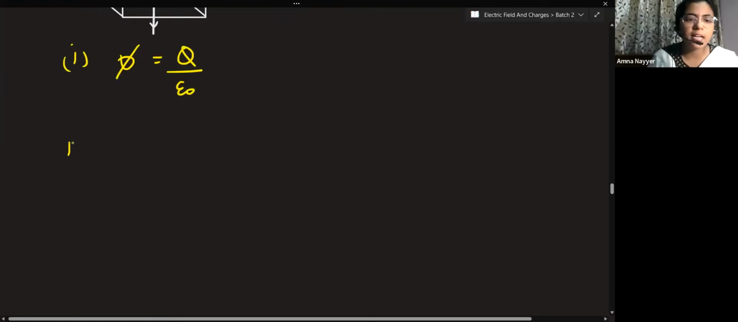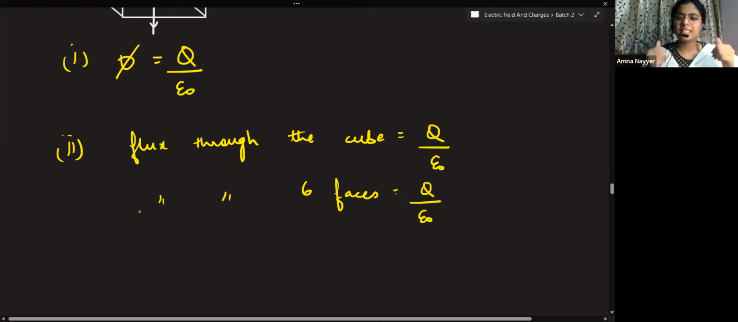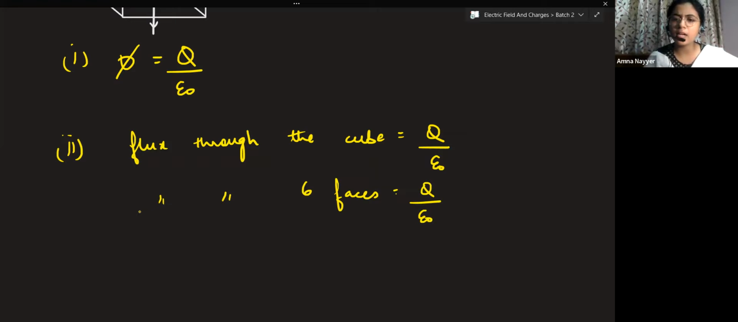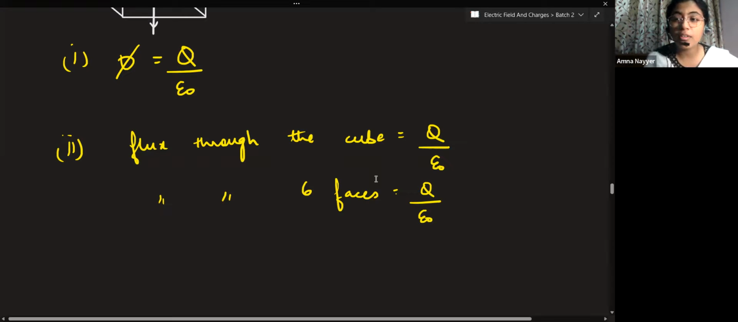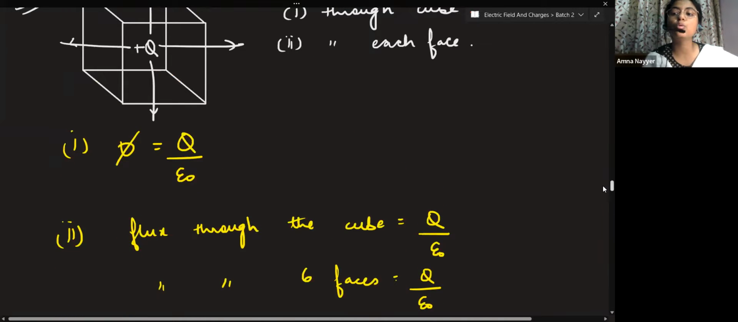See, regarding the second part, when I say flux through the cube, this is Q by epsilon naught. When I say flux through the cube, it means flux through the 6 faces is Q by epsilon naught. The 6 faces are making that single cube. So flux through the cube will be Q by epsilon naught, and flux through the 6 faces will be Q by epsilon naught. Do I want the flux through the 6 faces? I want the flux through each face, meaning through one face.